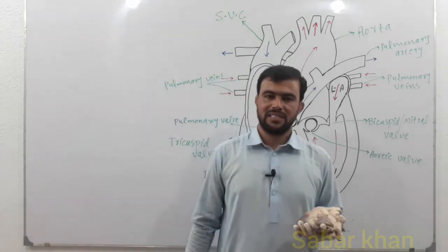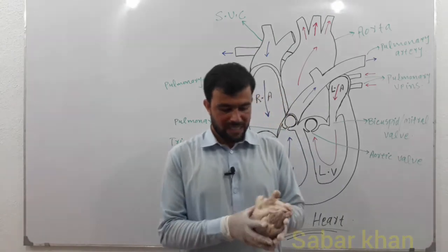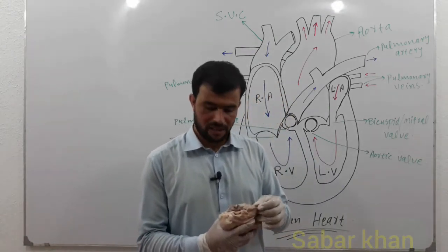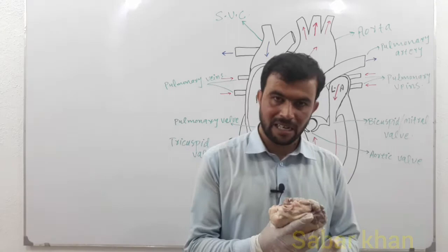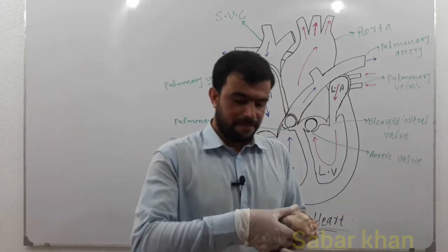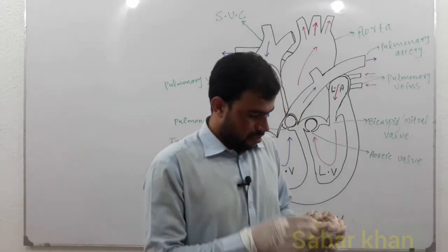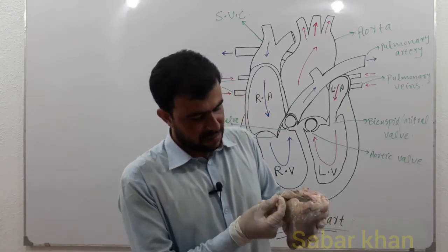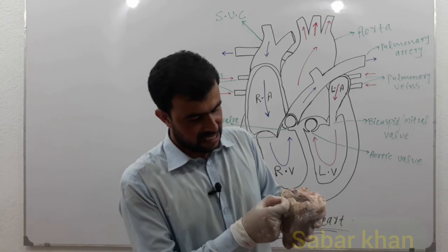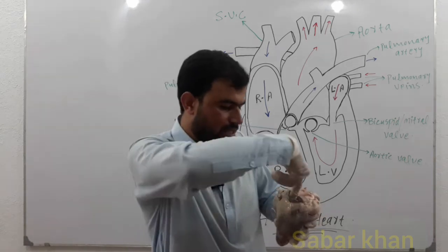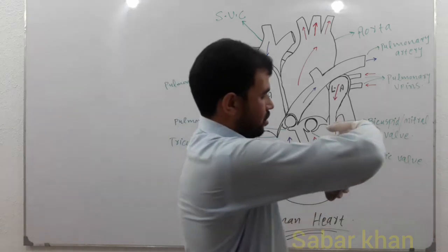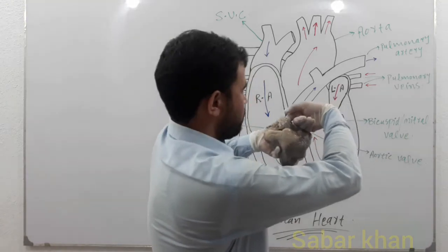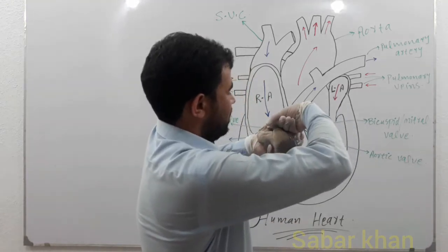Now we come towards the vessels in the real heart. So this is the real mammalian heart, and this is the inferior vena cava, which looks like a thin membrane, but this is not a thin membrane, this is the inferior vena cava, and this one is the superior vena cava. So this one is the superior vena cava and this one here is the inferior vena cava.